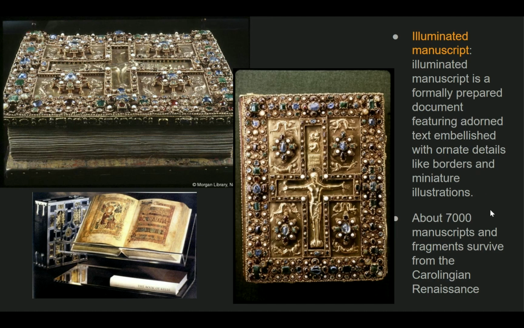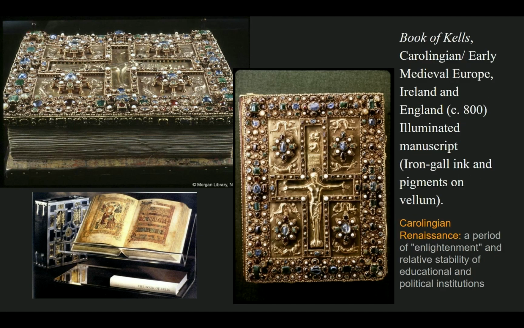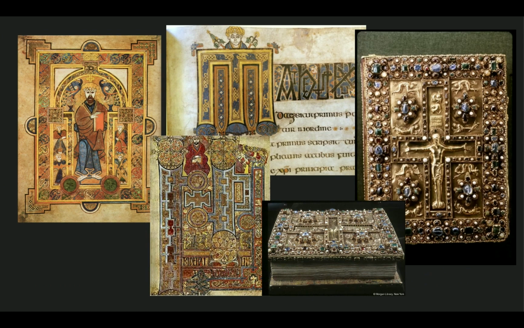We have about 700 manuscripts and fragments that survive from this period. So, let's look at the Book of Kells. This is in Ireland. So here we have our illuminated manuscript, these images, this embellished text.